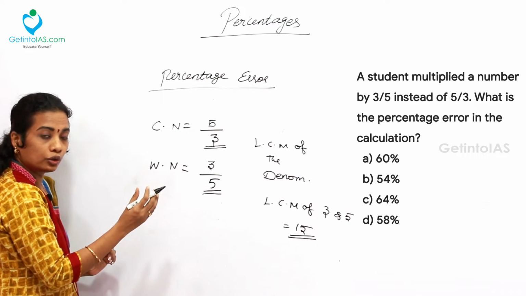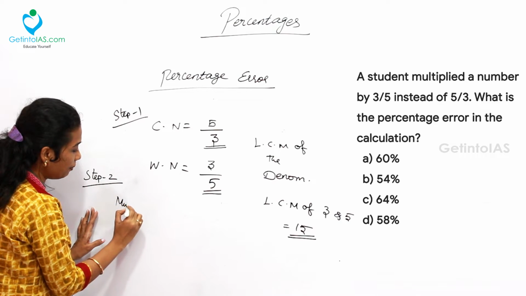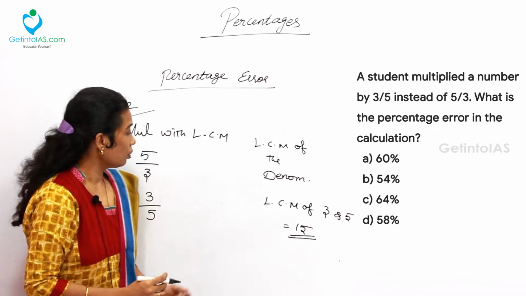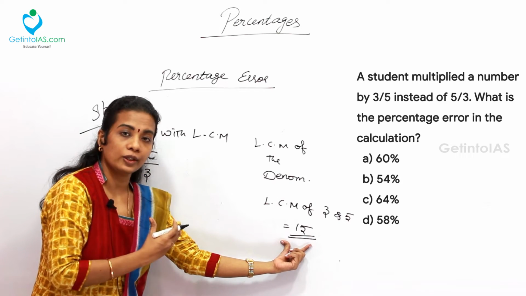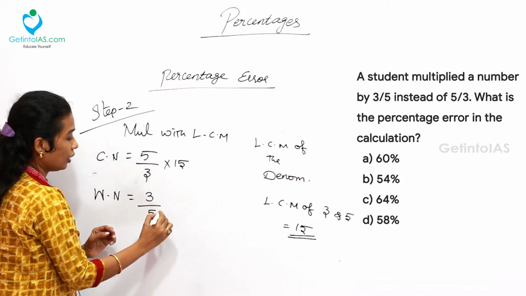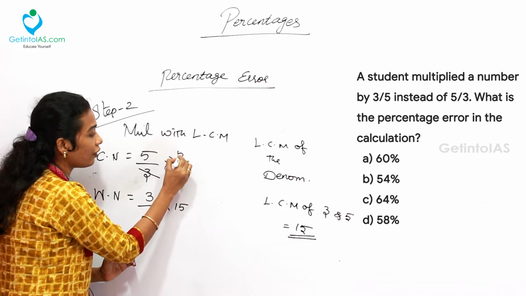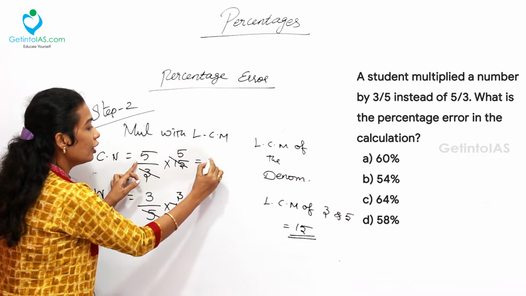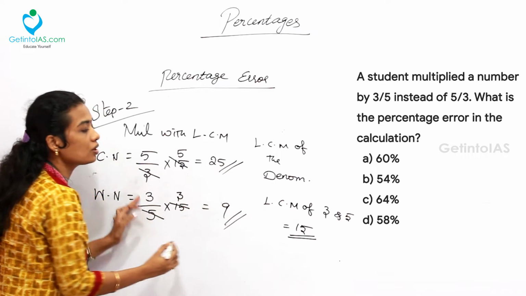Okay, now step 2, this was step 1, right? In step 2, you multiply with the LCM. Now, multiply these two fraction values with 15. Why are we doing this? In order to get integer values. That's all. So, into 15 here, into 15 here. Now you can cancel the denominator. 3 is present 5 times in this, 5 is present 3 times in this. Now 5 into 5, 25, that is the correct number. 3 into 3, 9, which is the wrong number.